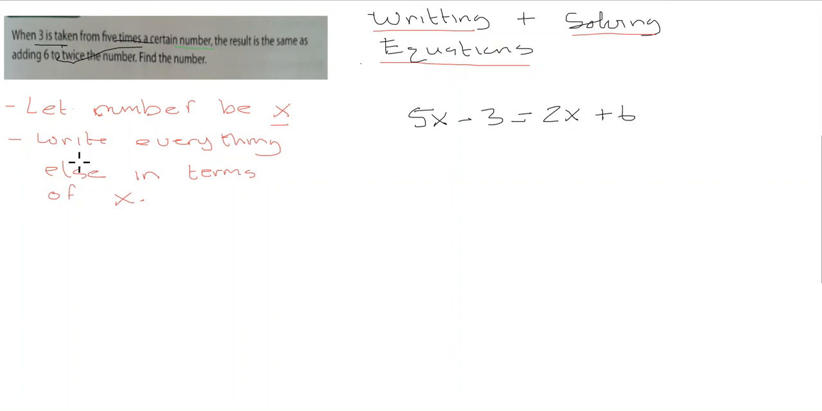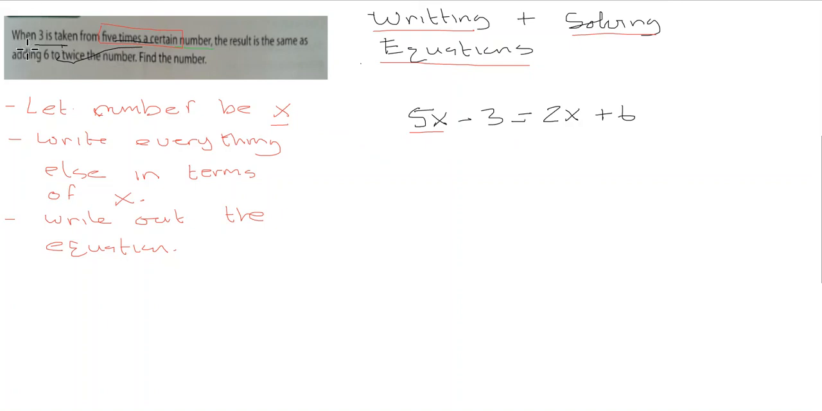So what we've done is write everything in terms of x, and then write out the equation. Let's take this apart. When 3 is taken from 5 times a certain number, this first part, 5 times a certain number, remember we're letting the number be x, so it represents 5x. 5 times a certain number means 5 multiplied by that number.